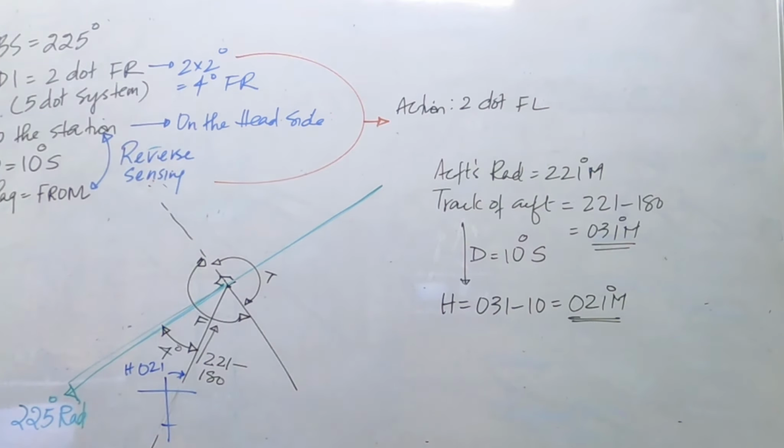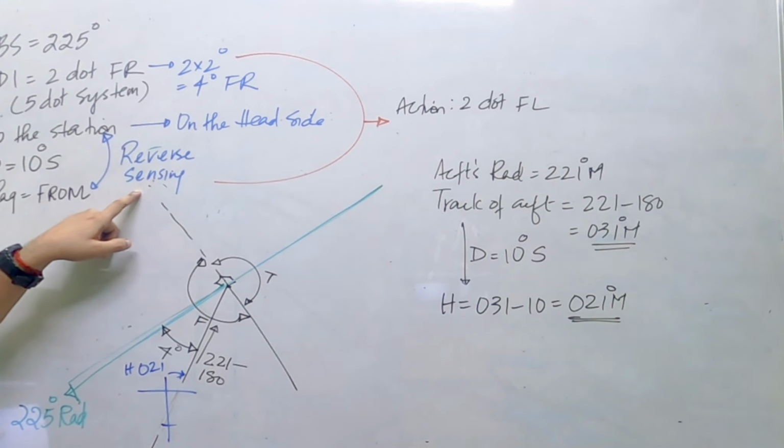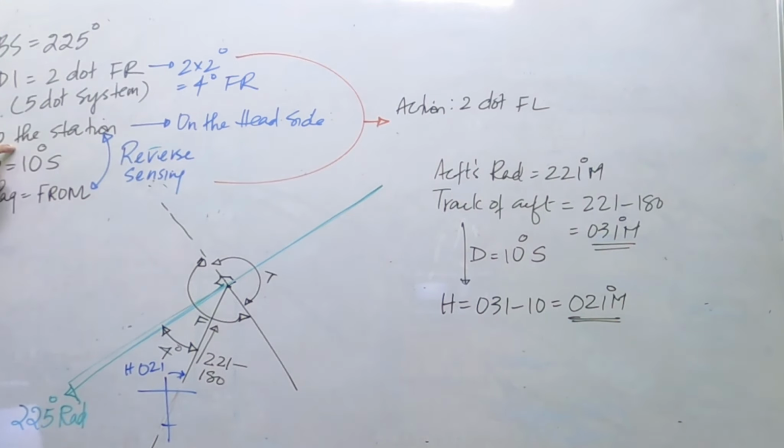Right, that's it. Now look at the CDI indication. Here it's 2 dot because it is 4 degrees in a 5 dot system. Actually, you have to fly left, and since you have reverse sensing here, it's a fly right indication. And why do we have reverse sensing? Because we are moving to the station, but with the FROM flag. Right? So that is it.